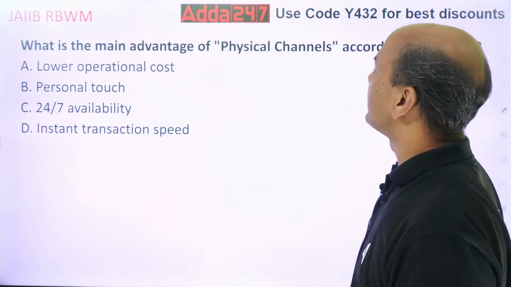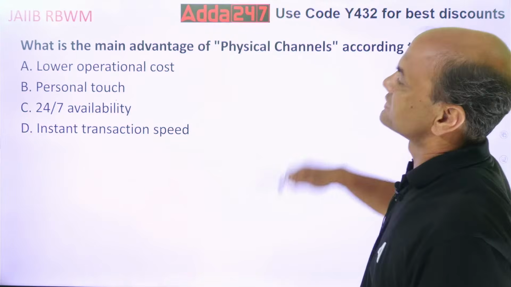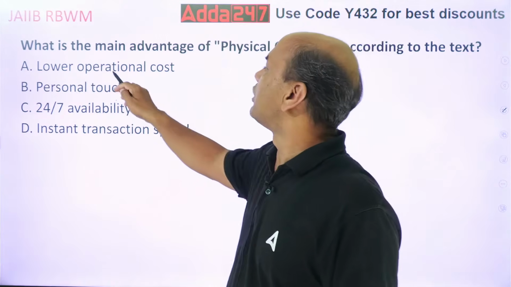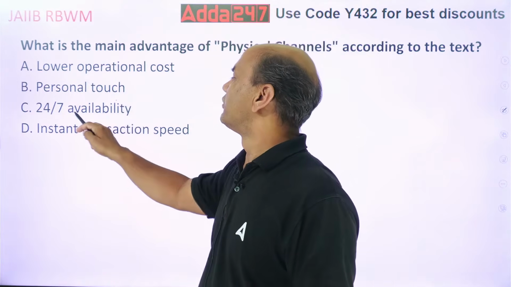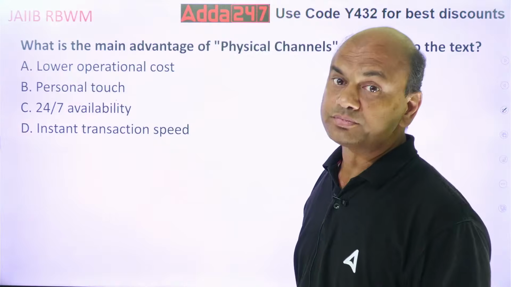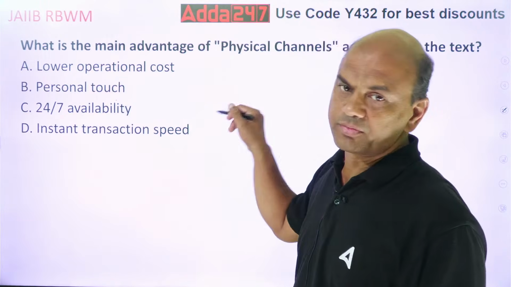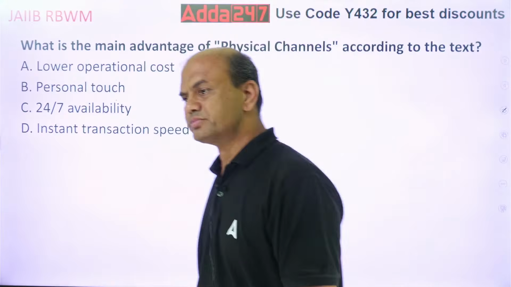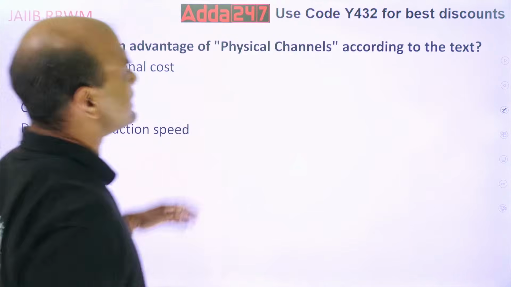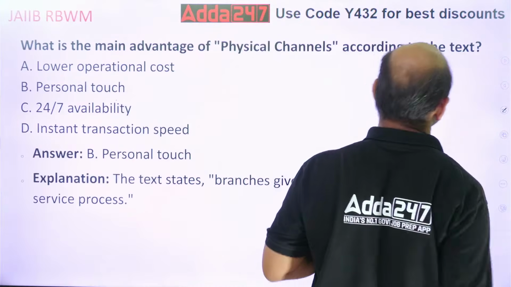What is the main advantage of physical channels according to the text? As per the para, the options are low operational cost, personal touch, 24/7 availability, instant transaction speed. You tell me everyone, what is the advantage? Personal touch. Very good, personal touch is the answer. Physical channels are for personal touch.